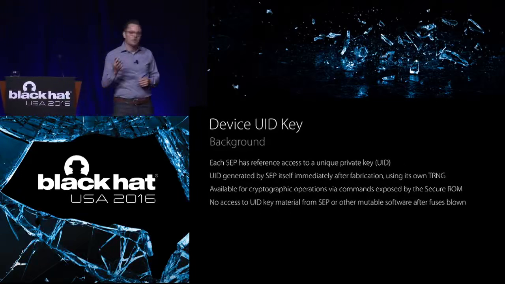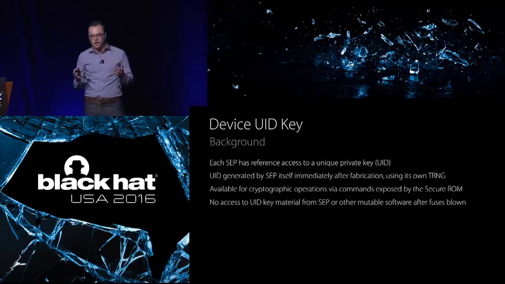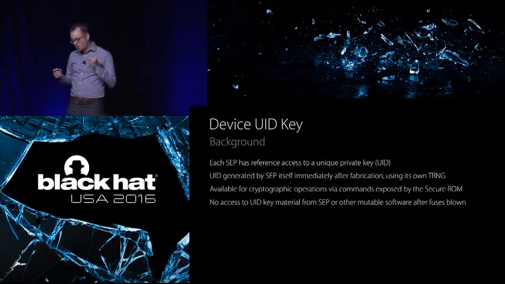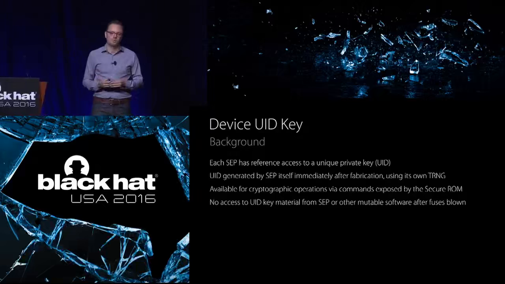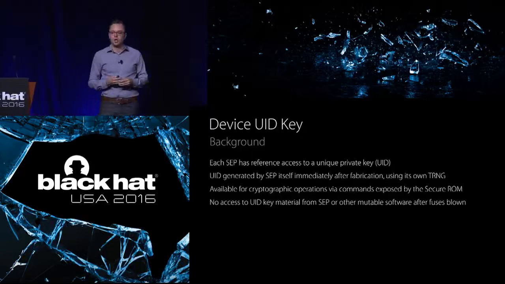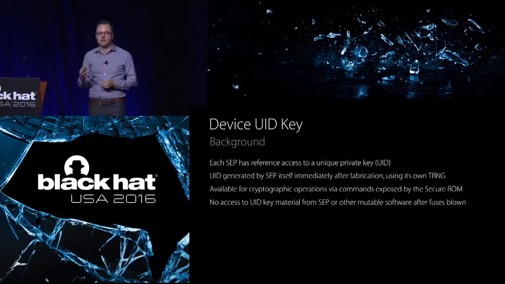The SEP also has a true random number generator on board. This is free running oscillators. And the very first time the SEP is powered in the factory, it uses this true random number generator to generate what we call the UID key. This is a unique private key that will always stay within that enclave processor and is not exportable.